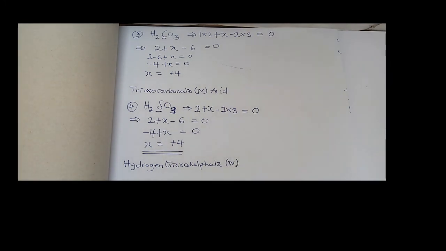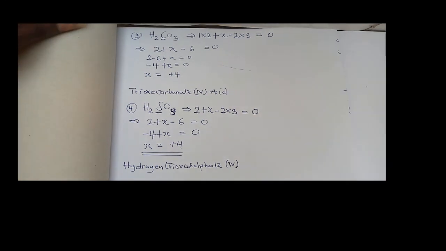Hydrogen trioxosulfate(IV). You don't have to add acid to hydrogen trioxosulfate(IV) because of the hydrogen that you brought here. For you to bring the acid, you eliminate the hydrogen and start with trioxosulfate(IV) acid. So we can say this one, or we can write another one here, trioxosulfate(IV) acid, and both are correct.